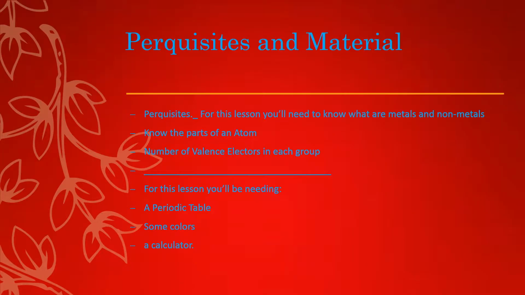So the prerequisites and the materials for this lesson. The prerequisites would be that you need to know what metals and nonmetals are, the parts of the atom, and how many valence electrons are found in a group. The materials you'll be needing are a periodic table, some colors, and a calculator is optional.